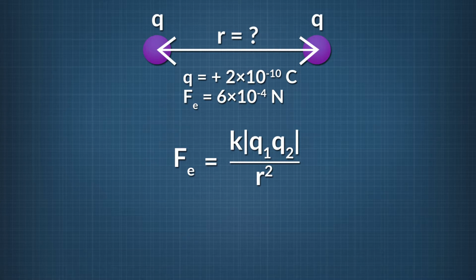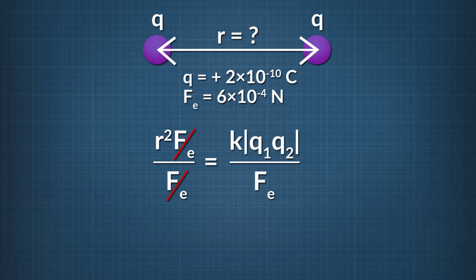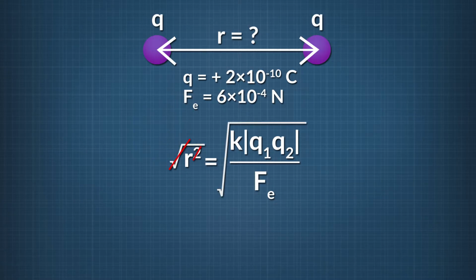We start with Coulomb's law as we usually see it. We want to algebraically arrange this equation so it reads R equals something. Our first step is to multiply both sides of the equation by R squared. We'll then divide both sides by F electric. Our last step is to take the square root of both the left and the right side. This gives us the form of Coulomb's law we wanted, the one that lets us solve for R.